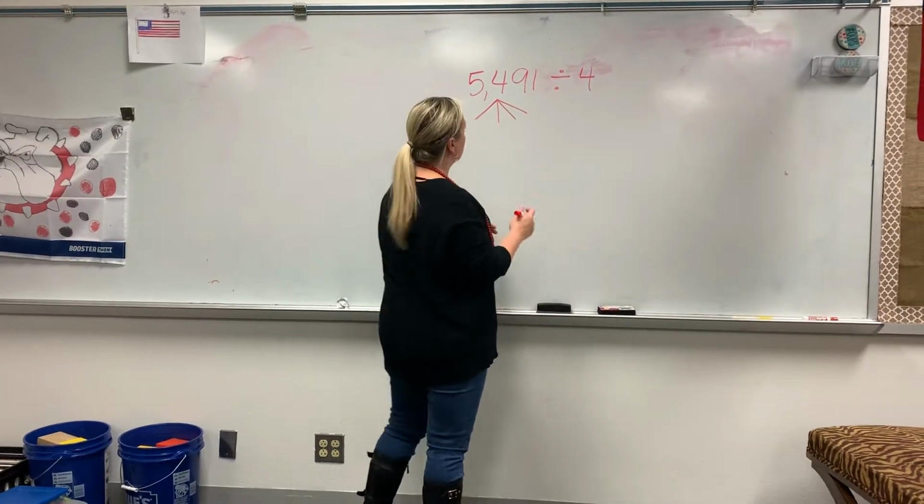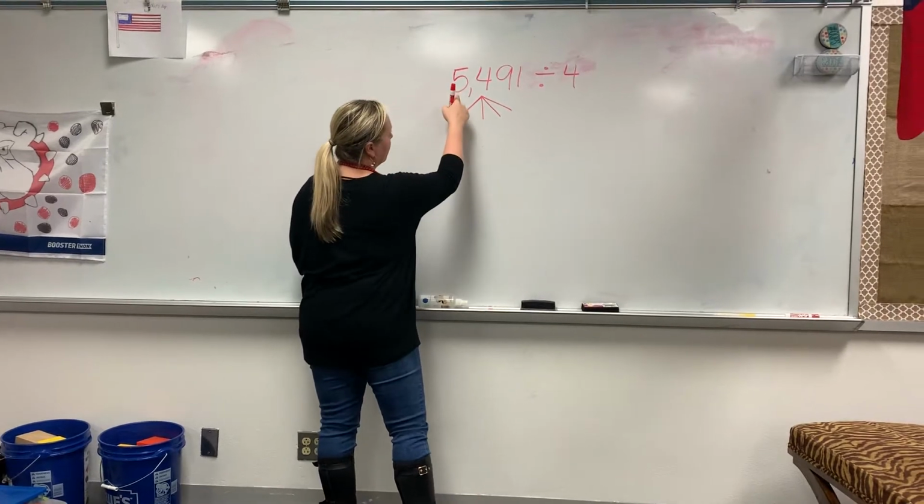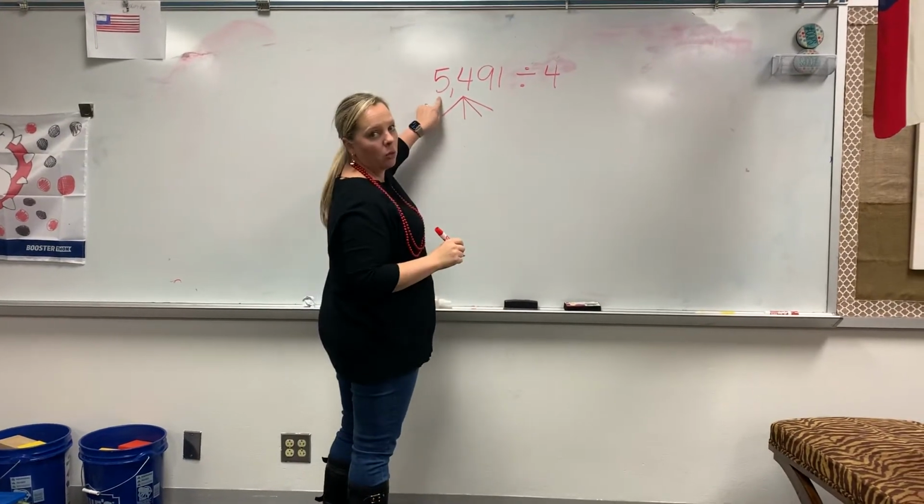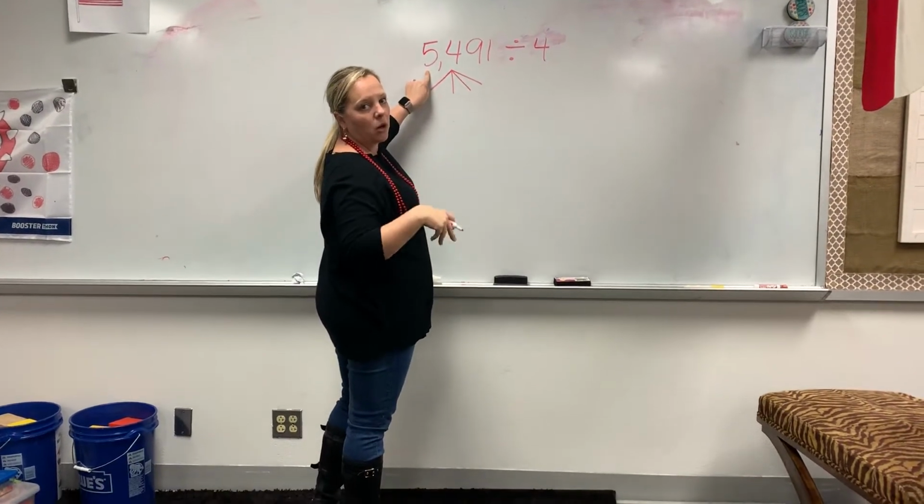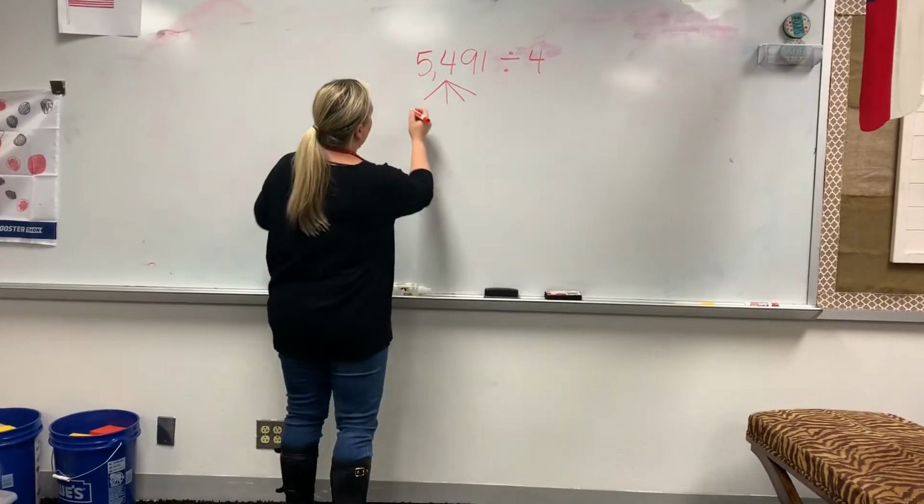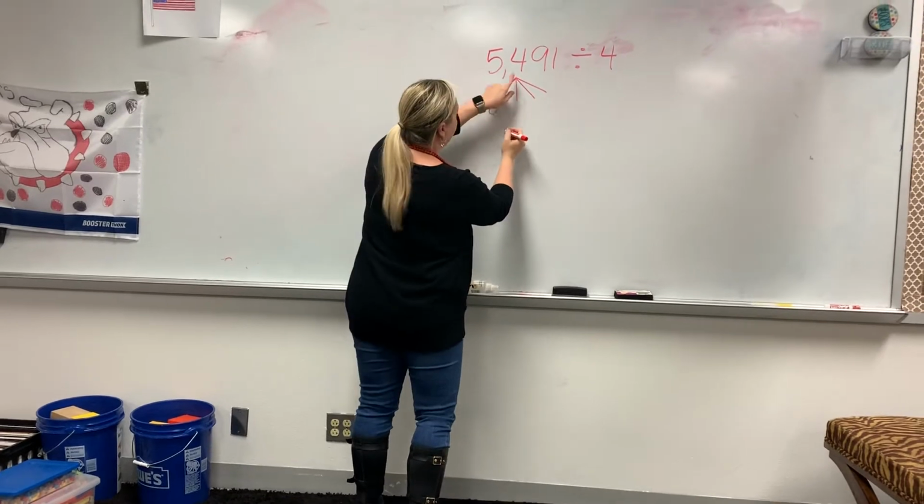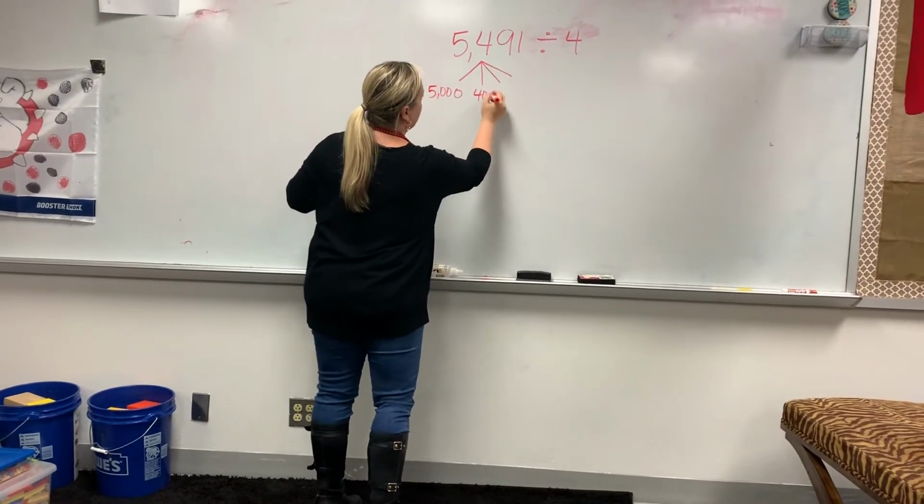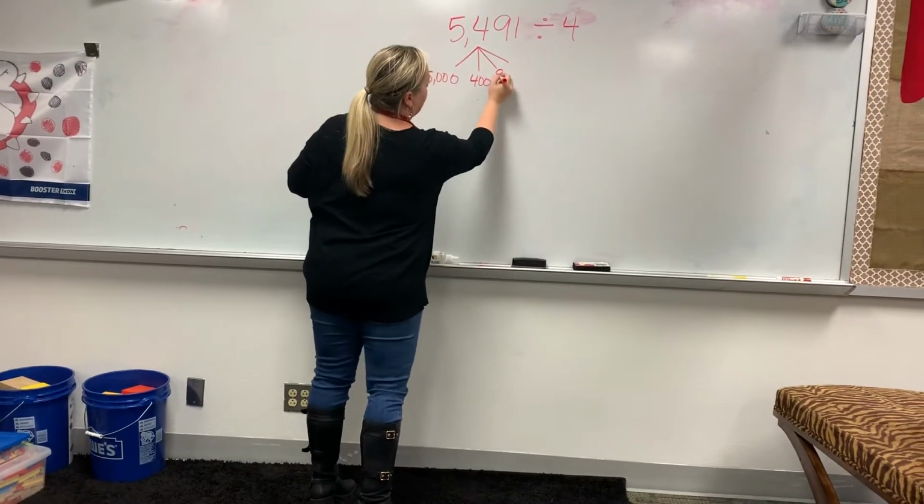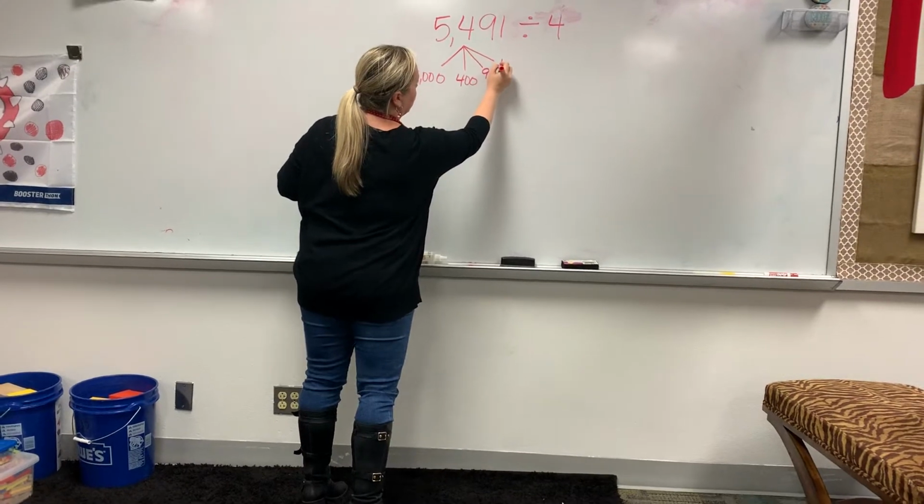All of our digits are above 0, so I'm going to start with the first one, and I'm looking for the value of the digit. That's what partial quotients are. So the value of the 5 is 5,000. The value of the 4 is 400. The value of the 9 is 90, and the value of the 1 is 1.